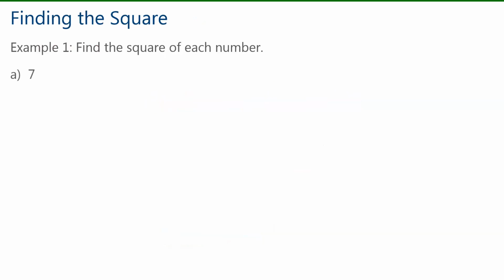Find the square of each number. So if I want to find the square of 7, I would simply multiply 7 by itself. So 7 times 7 is 49, so 49 is the square of 7. Find the square of 12. Well, that would be 12 times 12, and 12 times 12 is 144. So 144 is the square of 12.